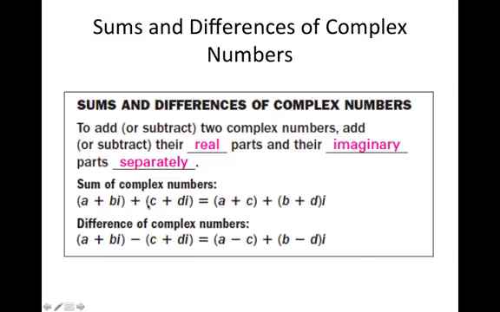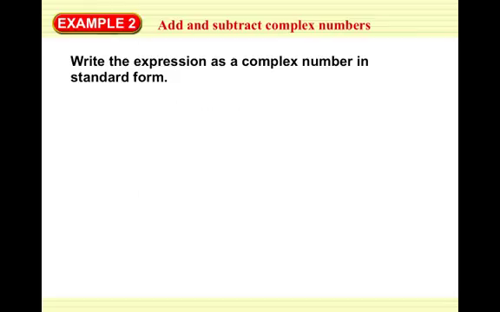Sums and differences of complex numbers. The book has you kind of go through some gymnastics here. Here's the deal. Just add the real parts together and the imaginary parts together. Kind of treat them like like terms. That's the easiest way to do it. So if I'm going to do 8 minus i plus 5 plus 4i, I'm going to do 8 plus 5.